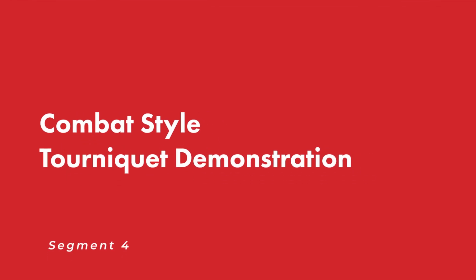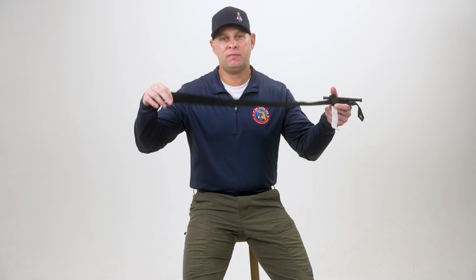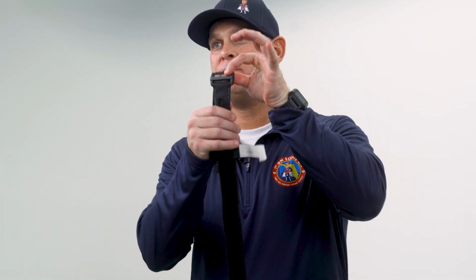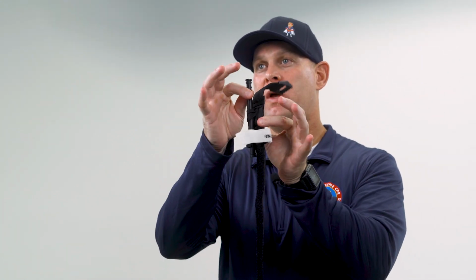Combat-style tourniquet demonstration. Having a prefabricated tourniquet readily available for use in the case of a major bleed makes application quicker and more efficient. The components of a combat-style tourniquet are a self-adhering band, a routing buckle, a windlass rod, a windlass clip, and a windlass strap.